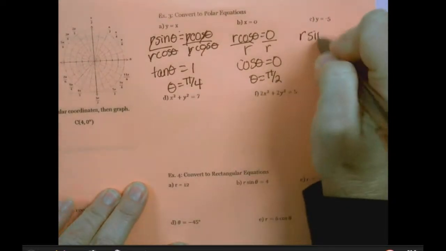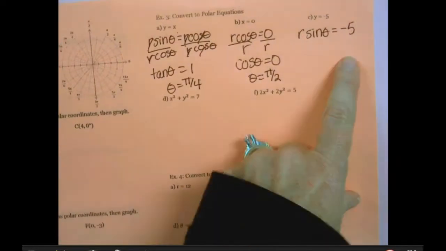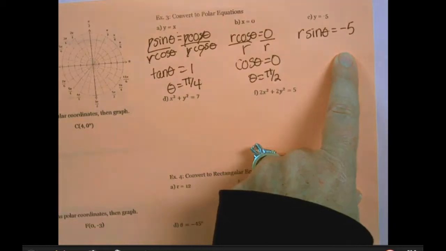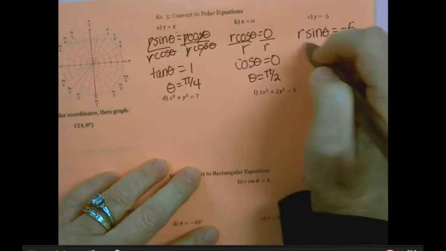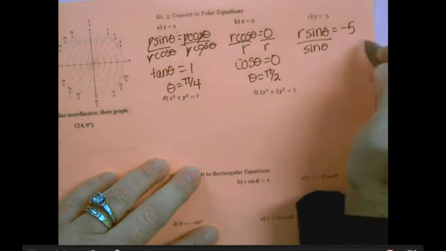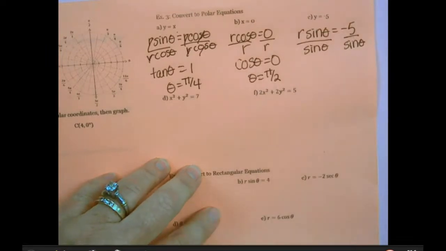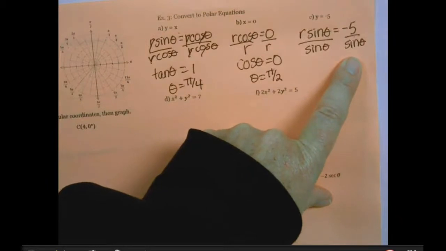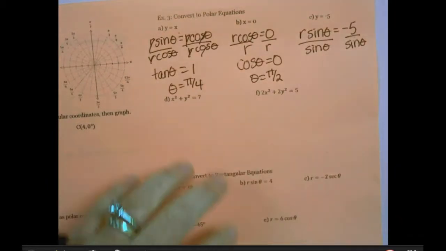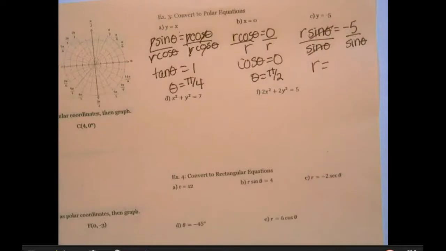R sine theta, and it equals -5. So this isn't equal to 0 this time, right? So this time it's okay to divide by sine of theta. Okay, so I'm going to do that. This theta is part of the sine because that's an actual value, right? We just don't know theta yet. So when these cancel out, I have r equals -5 over the sine of theta.